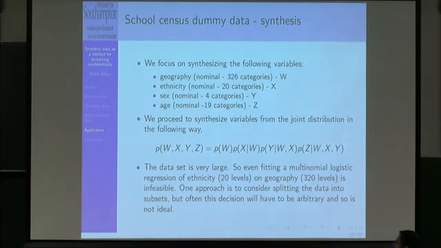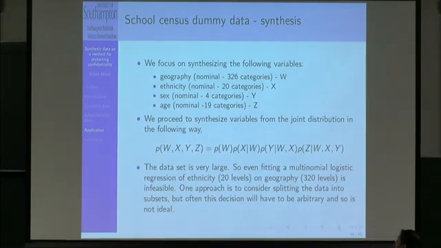We focus initially on synthesizing the first four variables: geography, ethnicity, sex, and age. And we synthesize them in a sequential way. You have a joint distribution that you want to determine and then generate synthetic data from. In order to do that, we do it in a univariate, sequential way. We first synthesize geography, and then given geography, we synthesize ethnicity, and then given geography and ethnicity, we synthesize sex, and so on. Each of those conditional models is determined using an appropriate regression model.